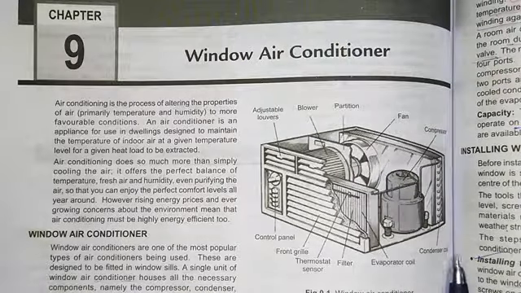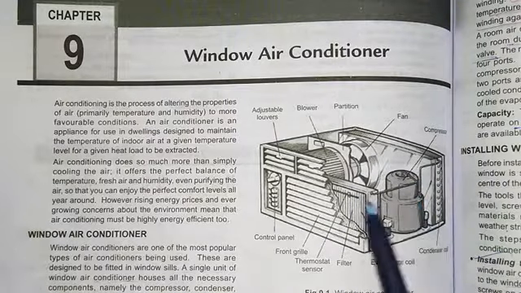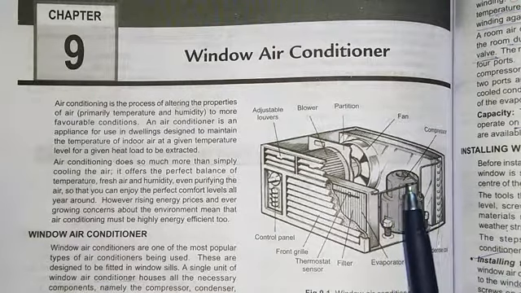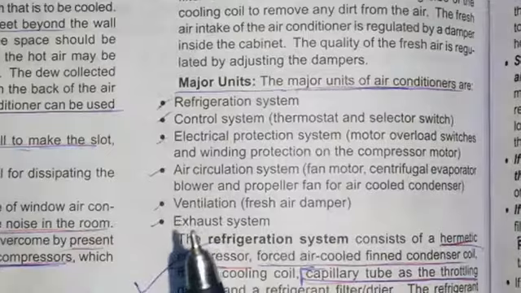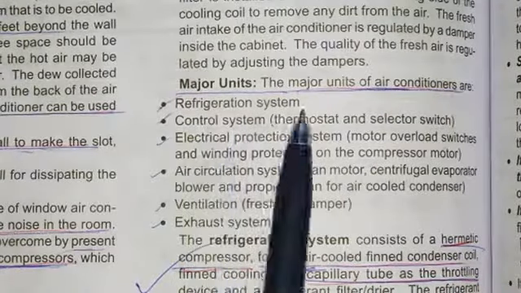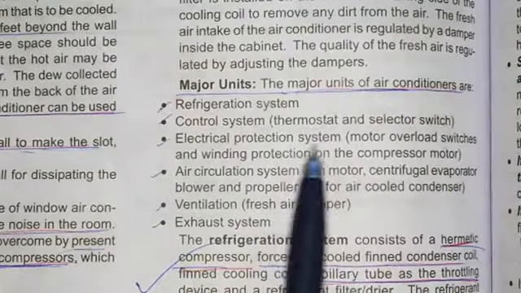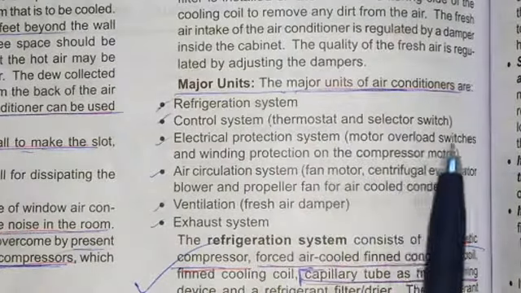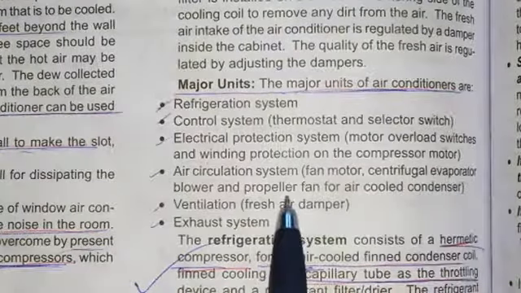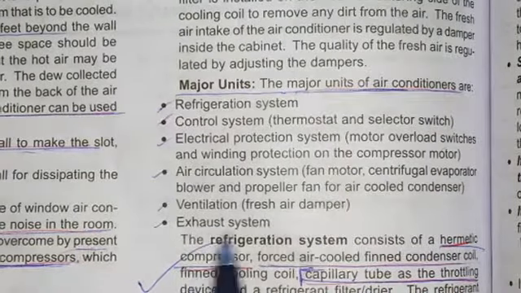And in this air conditioner, since the motor, blower and fan are all in a single unit and compact, it makes noise, which is not a desirable property. Now let's see what the major units are. Again, the refrigeration system, control system, thermostat and selector switch, electrical protection system, that is to protect the motor from overload, and air circulation system: fan, motor, centrifugal evaporator blower and propeller fan for air cooled condenser, ventilation, fresh air damper, exhaust system.